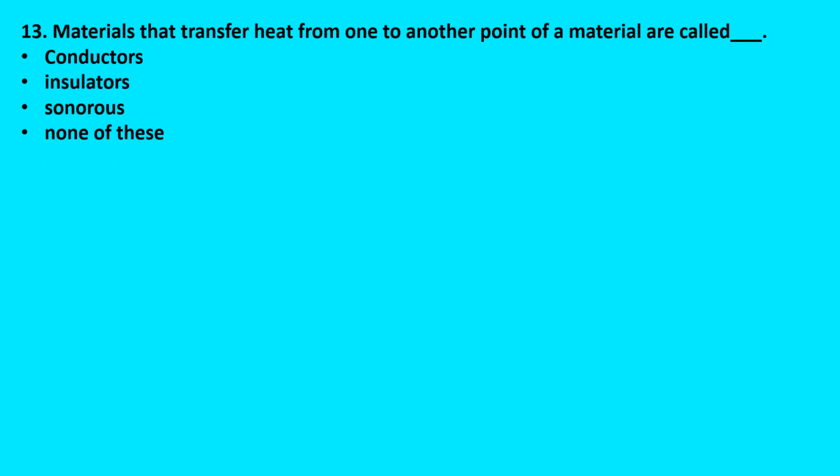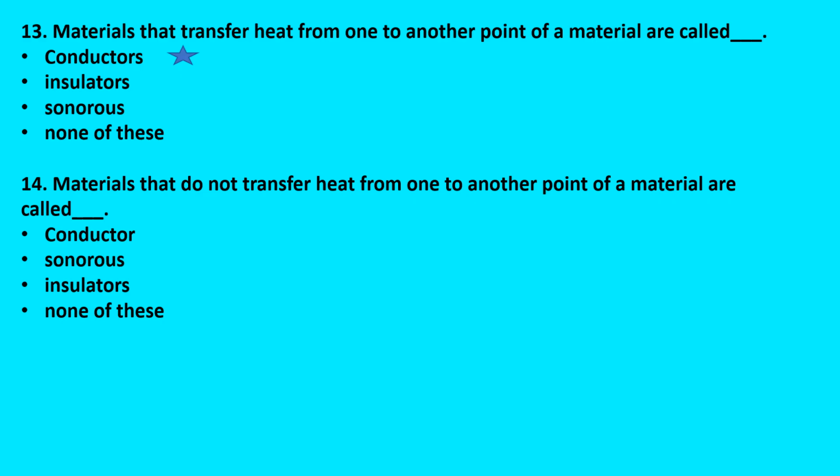Question number 13. Materials that transfer heat from one point to another point of a material are called conductors, insulators, sonorous, or none of these. So materials which allow transfer of heat are called conductors.